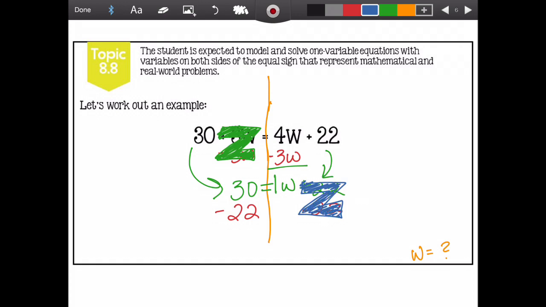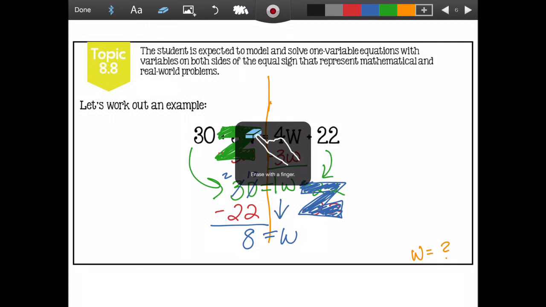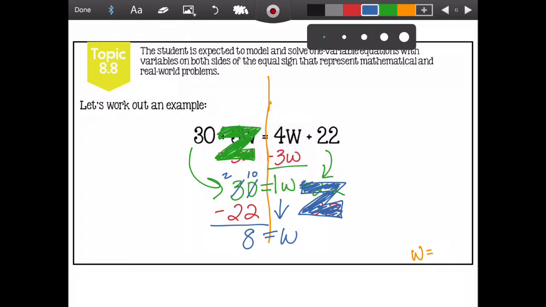All right, so now I need to do this operation here, 30 minus 22. So I'm going to have to borrow. So 10 minus 2 is 8, and 2 minus 2 is 0. So 8, and now I'm going to bring down my w. And again, 1w is the same as just w. So our solution is w equals 8. But again, we want to check it. We want to be 100% sure.